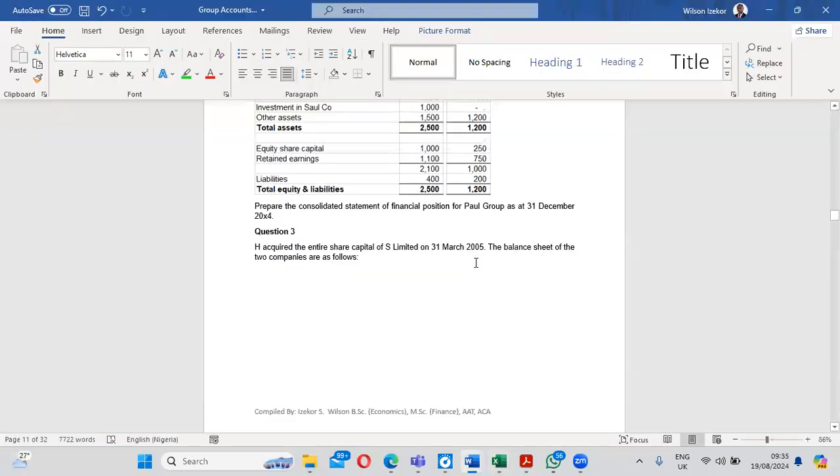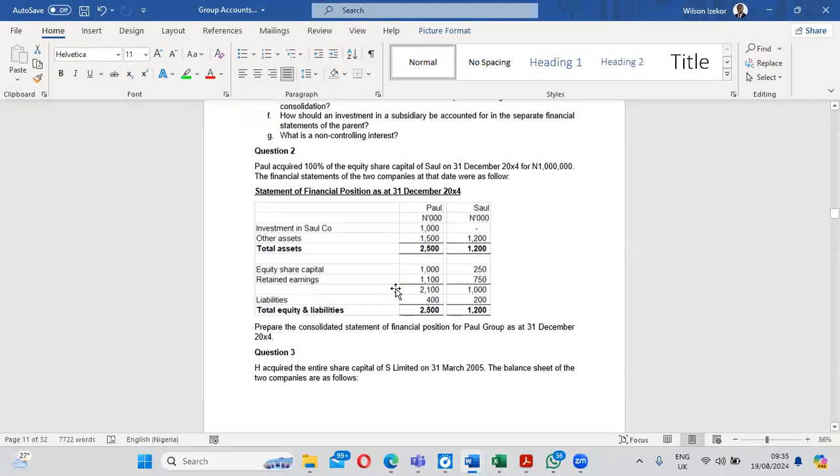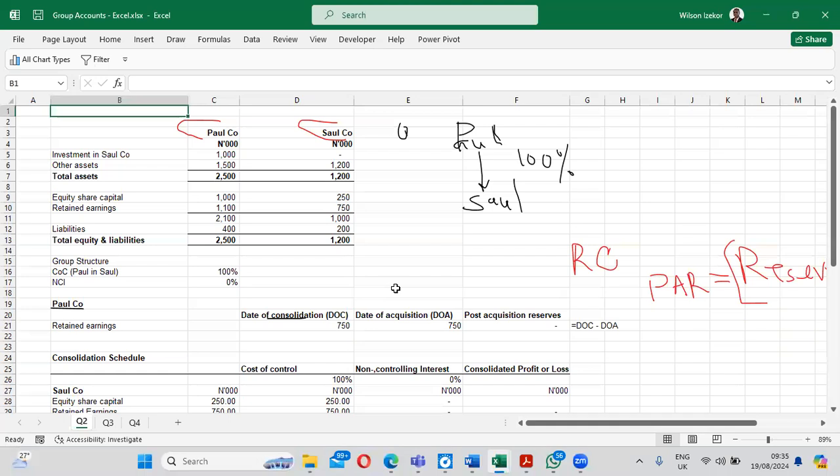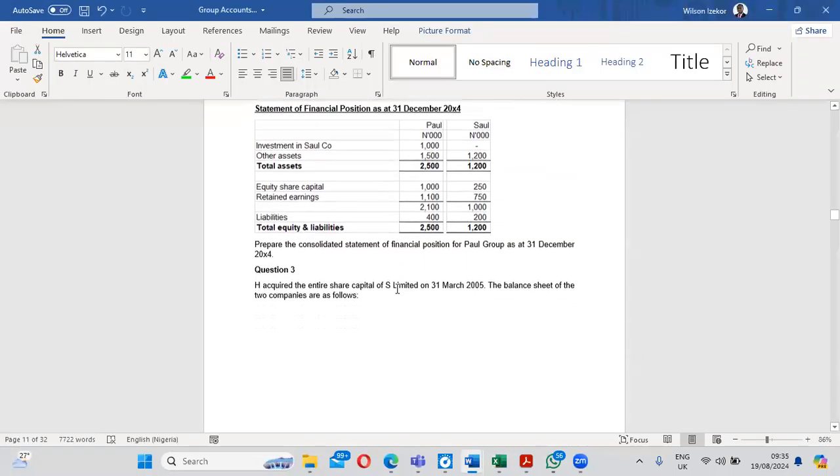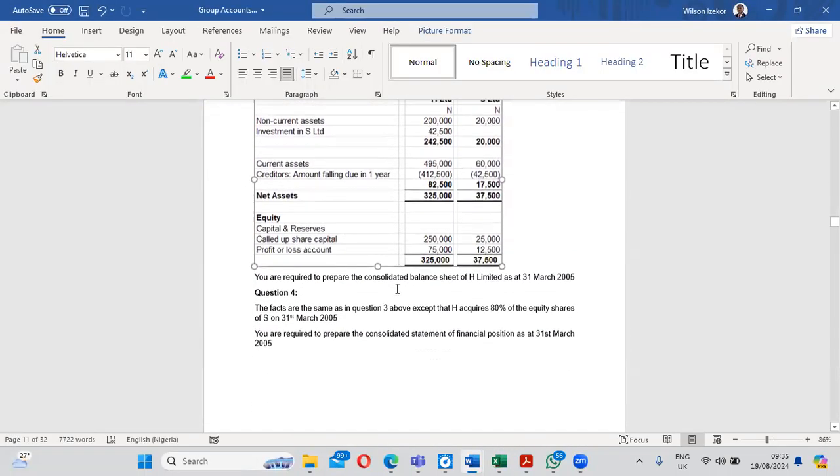No, I think that should be what we should be looking at. Sorry. So this is what we should be looking at. This is what we just looked at. Sorry. So what we should be looking at is question 4.